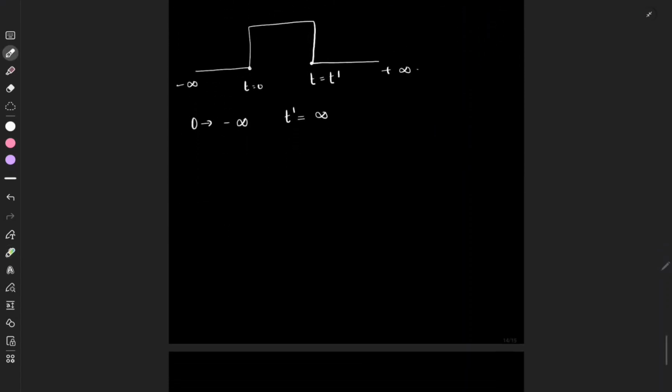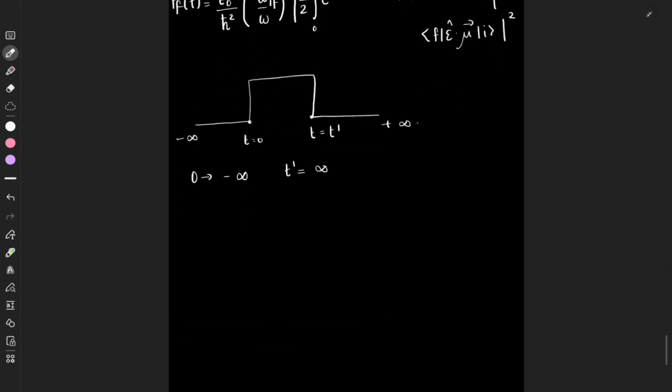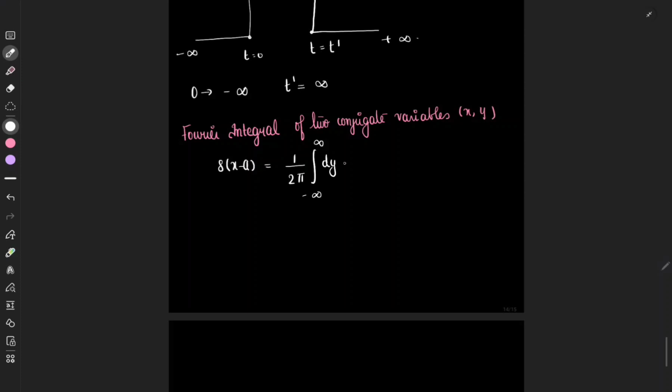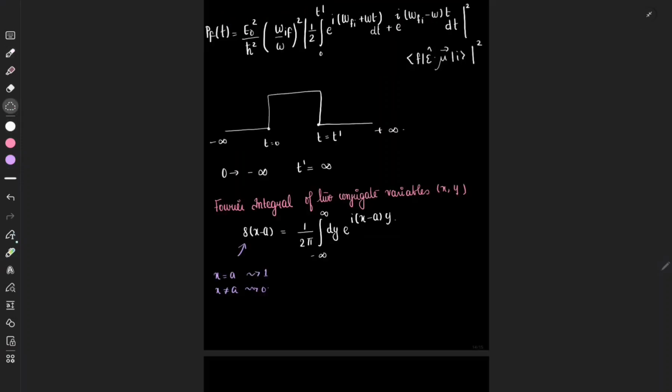One can write a Fourier integral of two conjugate variables like this: delta of x minus a is equal to 1 by 2 pi, integral from minus infinity to plus infinity, dy e raised to i x minus a y, where this one is nothing but the Kronecker delta function. If x is equal to a, then it is 1, and if x is not equal to a, it will be 0.